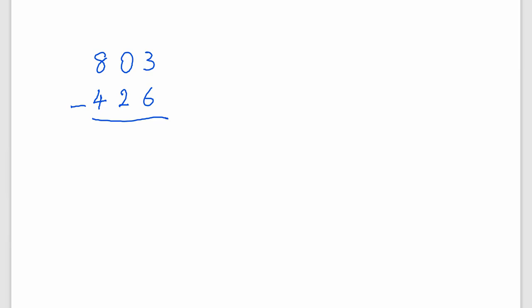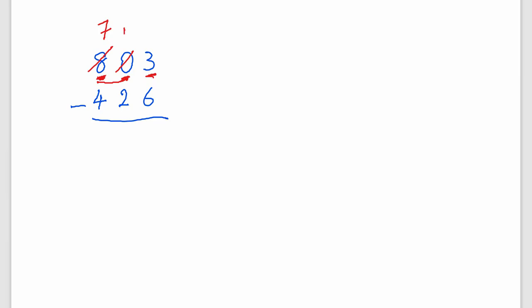803 minus 426. 3 minus 6, we cannot. So we need to regroup the ones. But we don't have anything in the tens place, so we take from the 100. Yes, we will regroup the hundreds, but when you regroup the hundreds, regroup it to the tens, not to the ones. So we take from the 8, it will be 7, and the 0 will be 10.